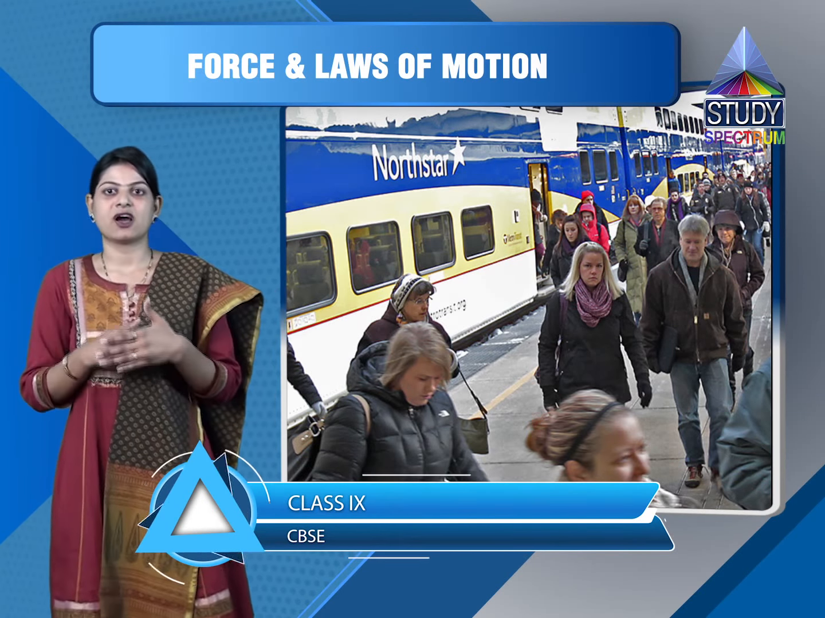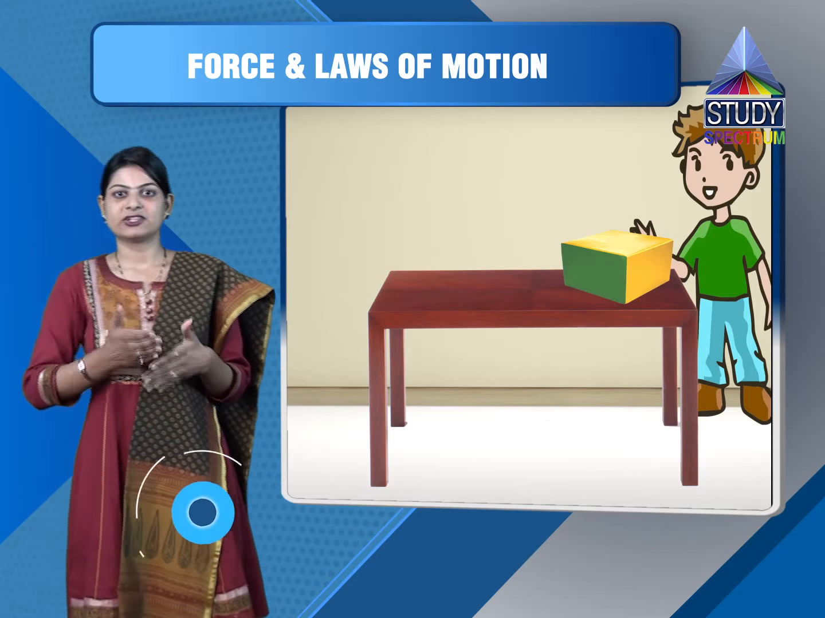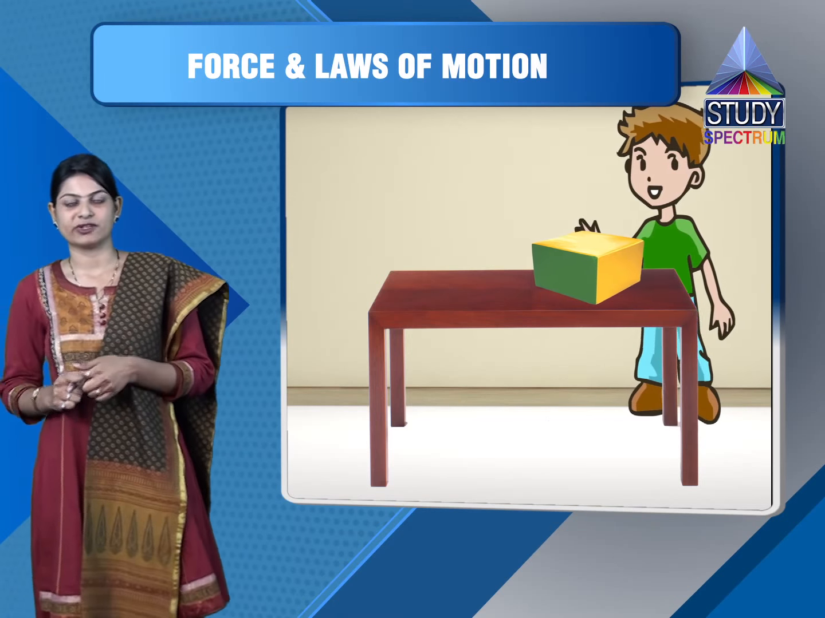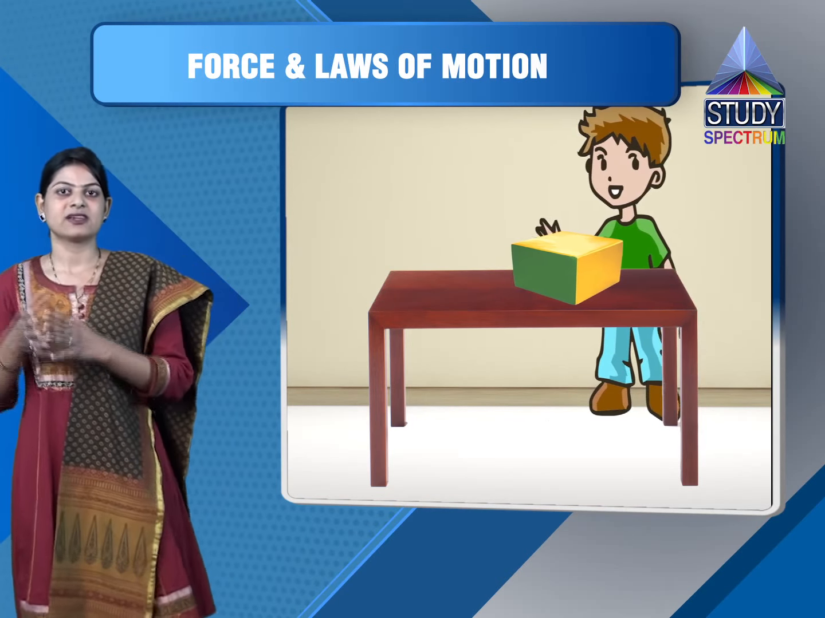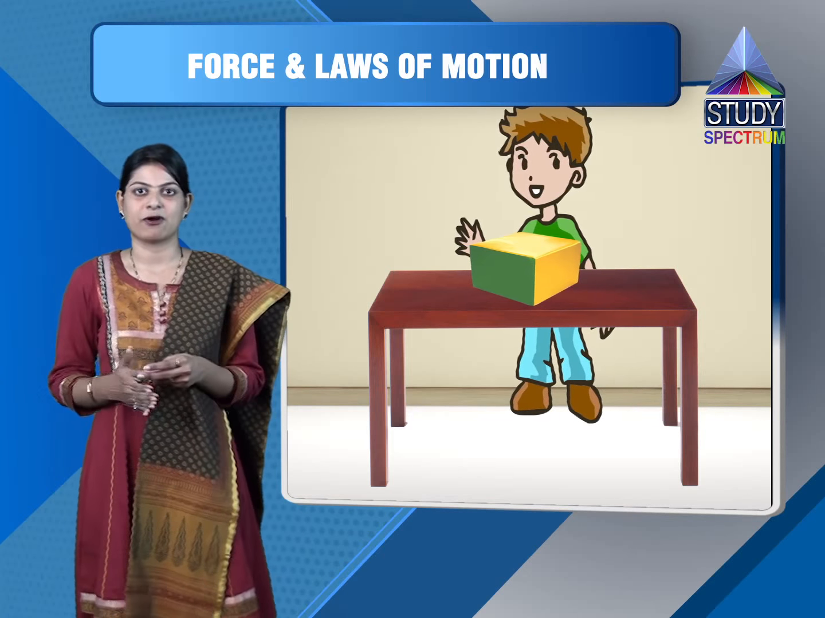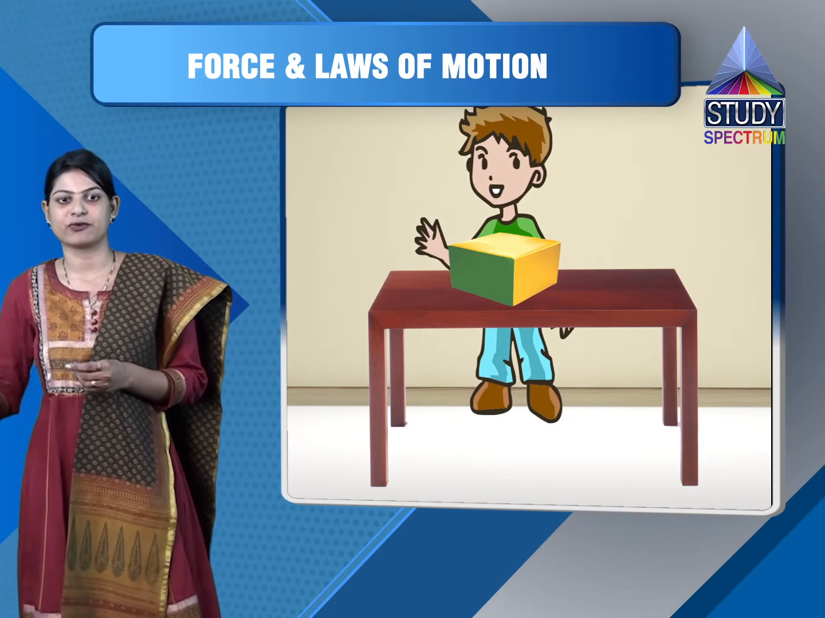Next is inertia of direction. Inertia of direction is the inherent property by virtue of which a person or an object continues to stay in the same direction unless and until it is acted upon by an external unbalanced force.